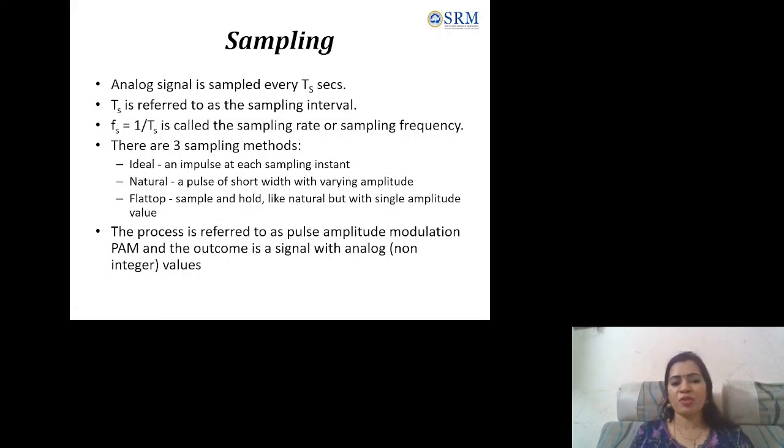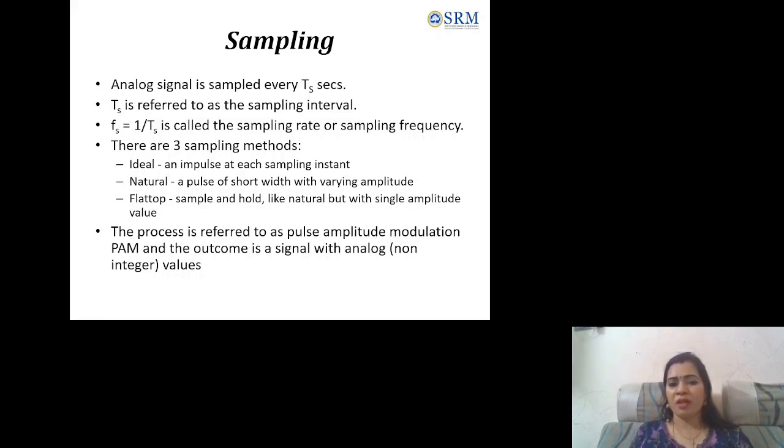Sampling is a process of measuring the amplitude of a continuous time signal at discrete instants. So here the analog signal will be sampled at every Ts seconds, where Ts is referred to as the sampling interval. And next we have to find out the sampling rate or the sampling frequency, which will be denoted as Fs. That can be determined with the help of this formula: Fs is equal to 1 by Ts.